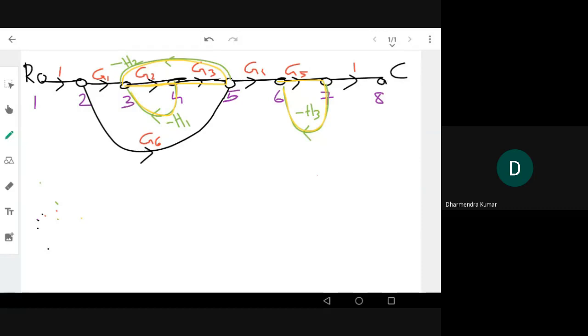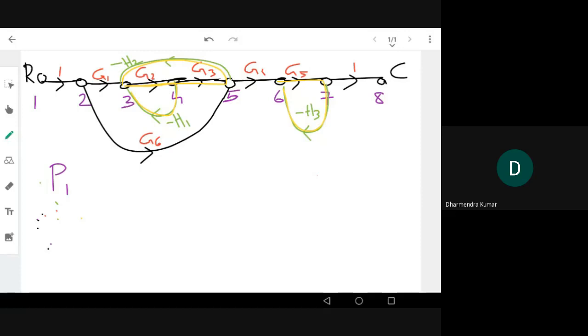And how many forward paths are there? Please type and tell me how many forward paths are there. If you have any doubt, please do tell me. Yeah, 2 exactly. So we'll name these forward paths P1 and P2. So what is P1? Forward path 1, right? And what is the gain for the first forward path?